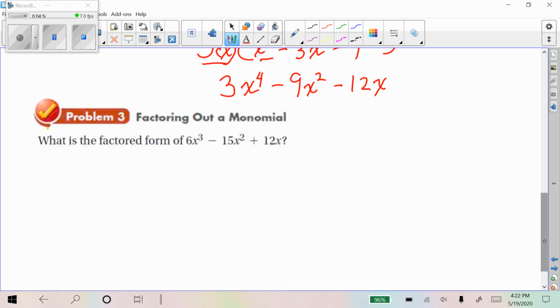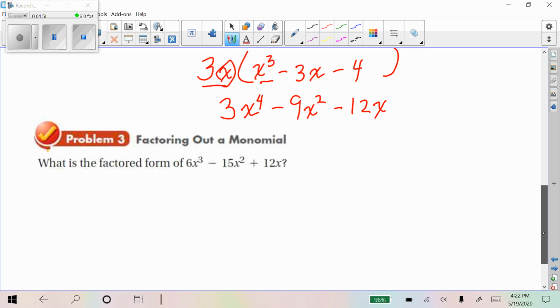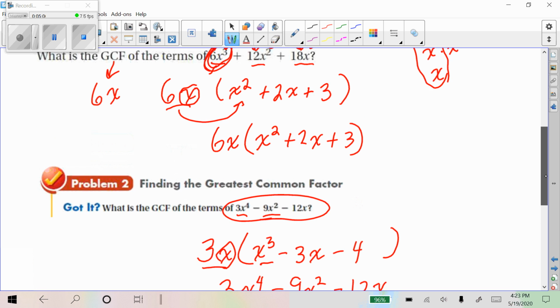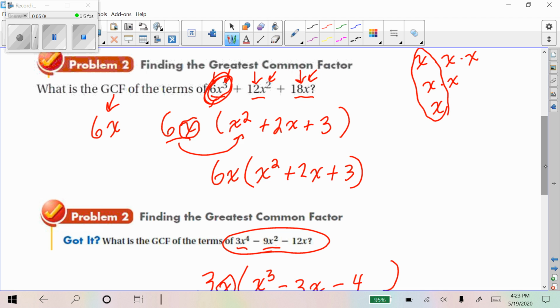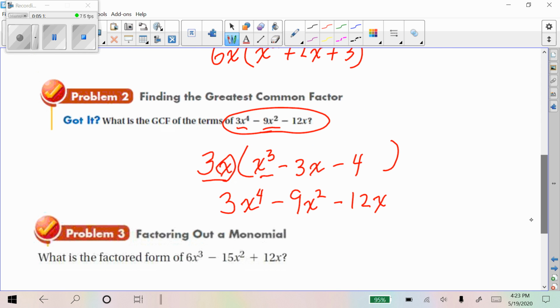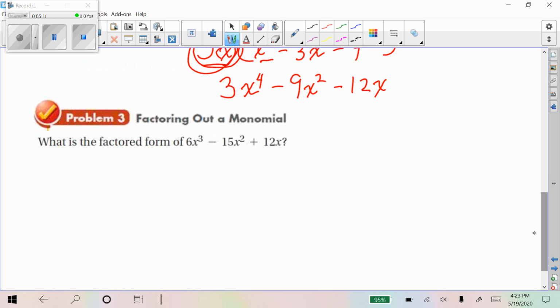All right. Factoring out a monomial. Basically, we're doing what we just said. We're going to look for the greatest common factor. And I think I did in the last two problems a little more than I needed to. All we had to do was find the greatest common factor, which would have been 6x for that one and 3x for this one. And what I just showed you how to do is what we're going to do here. So why don't I just go ahead and let you see if you can factor it out yourself, and you can check back and see if you got the right answer.